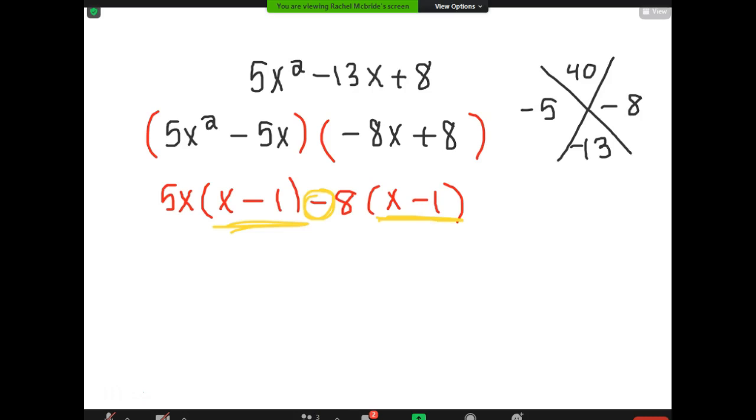Making my final answer in factored form: 5x minus 8, x minus 1.